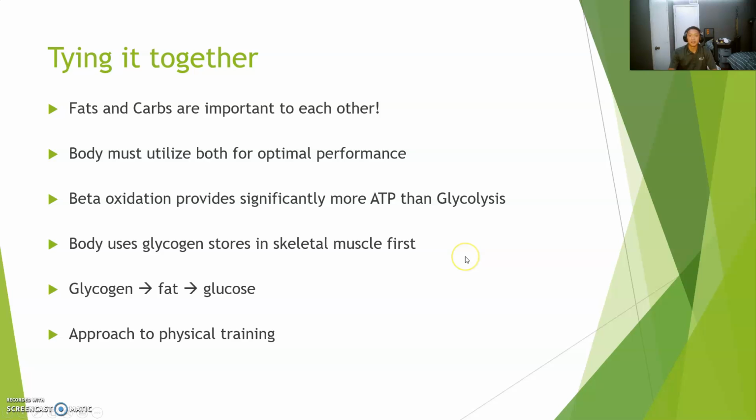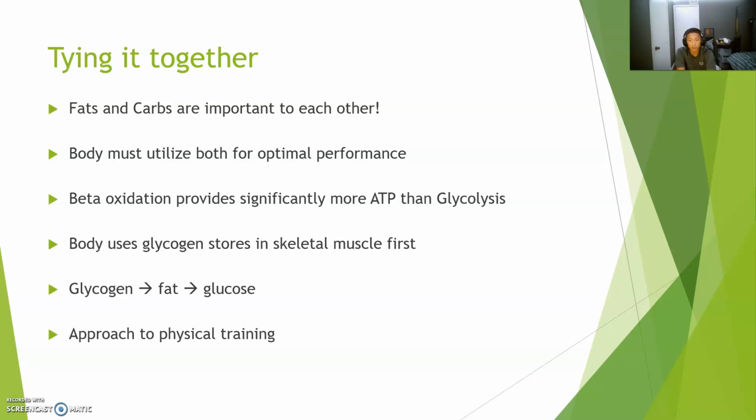So how do we tie it together? I think it's important to note that fatty acid breakdown relies on carb breakdown because of the oxaloacetate component. And our body has to utilize both for optimal performance, so we don't run out of the storage of either system. Beta oxidation also provides significantly more ATP than glycolysis, as we saw, 128 to 38.